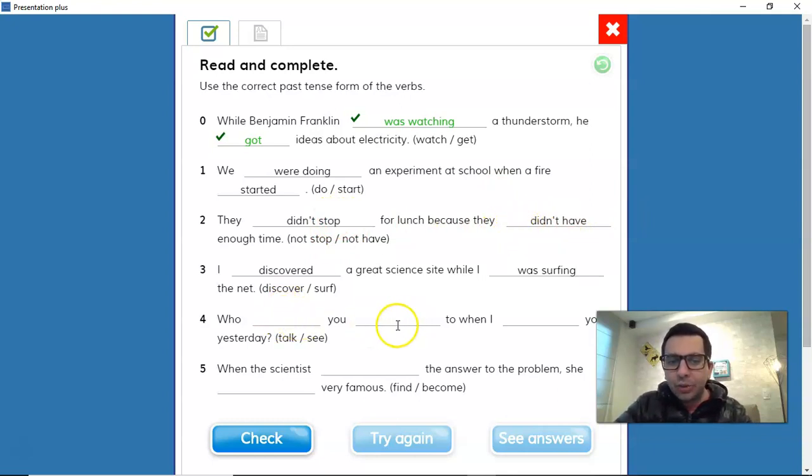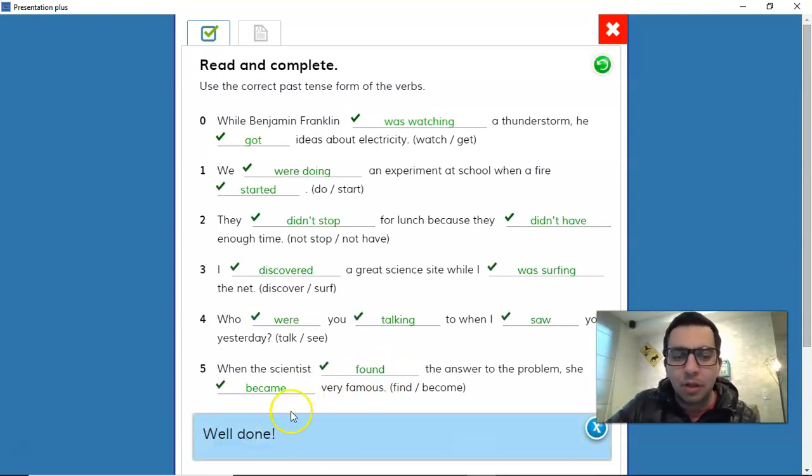Number 4, who blank you blank to when I blank you yesterday? Who were you talking to when I saw you yesterday? And number 5, when the scientist blank the answer to the problem, she blank very famous. When the scientist found the answer to the problem, she became famous, both in the simple past too. Let's check the answers. All right, so number 2 and number 5, we only have simple past. We don't have past continuous because we don't have a longer action, a background action, okay?